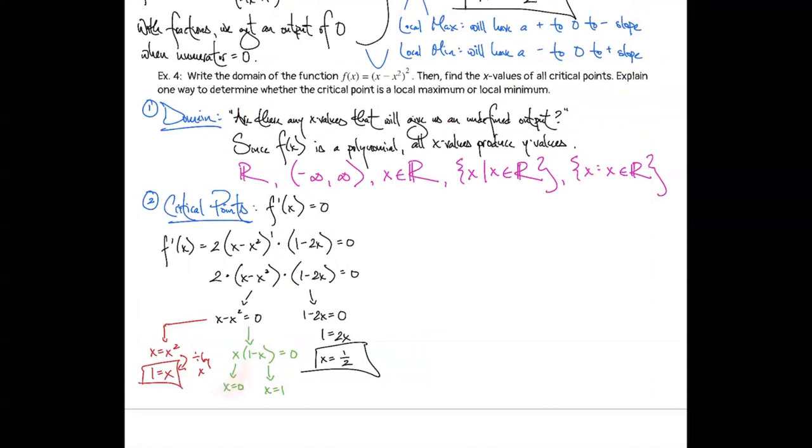All right, so we are going to stop here for 4.3. We're going to take a break.